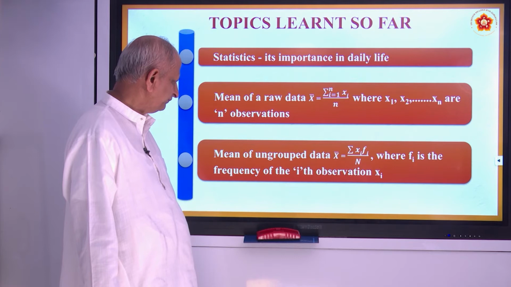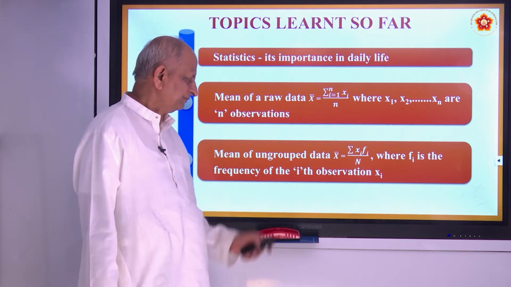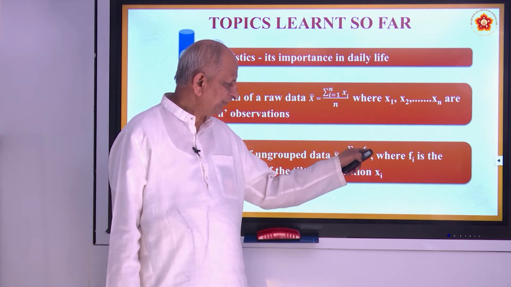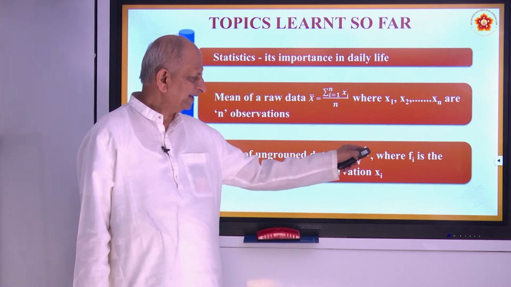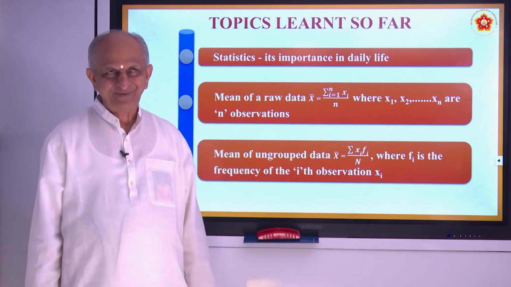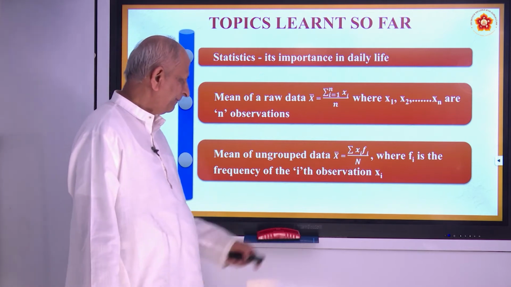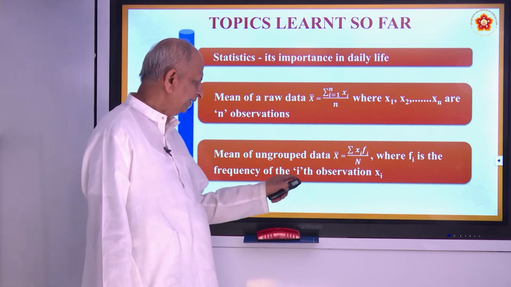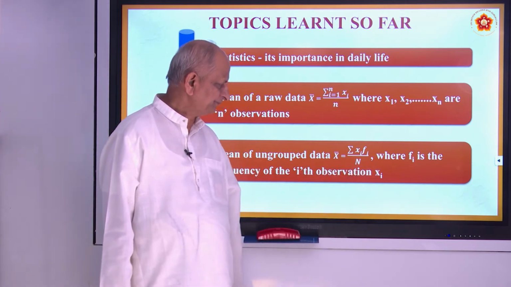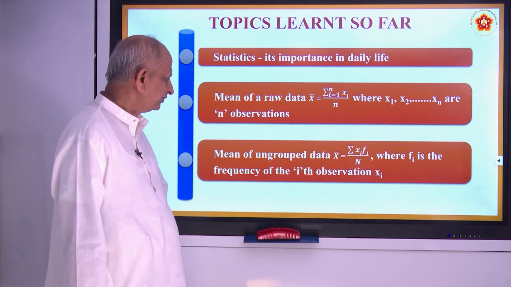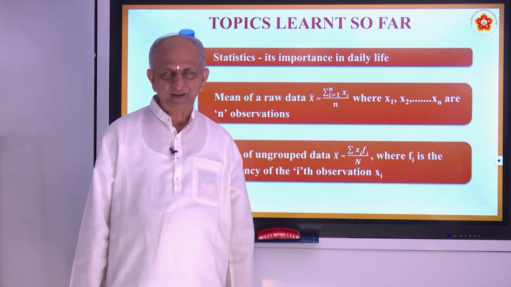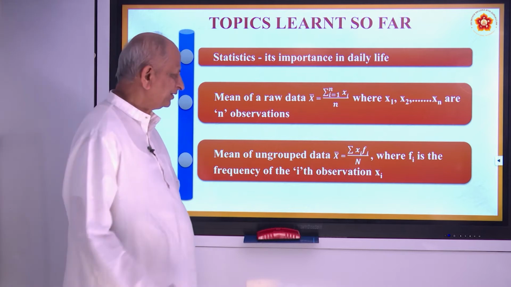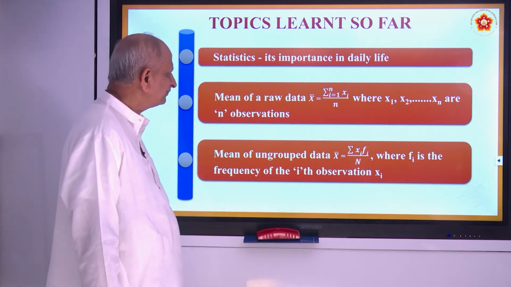Mean of raw data, mean of ungrouped data. Now x bar is equal to sigma xi into fi divided by n. One more item is added here, fi. What is fi? Frequency. The product of the two divided by n. So fi is the frequency of the ith observation xi. This already we have seen, and you have worked out some problems also. Even in our daily life we come across many problems like this.